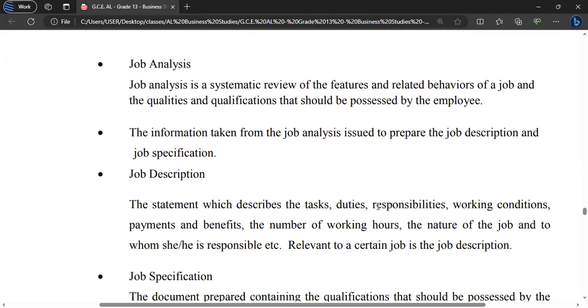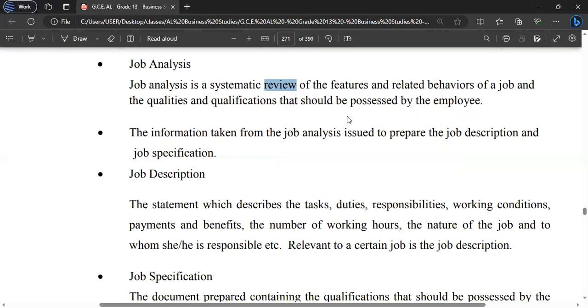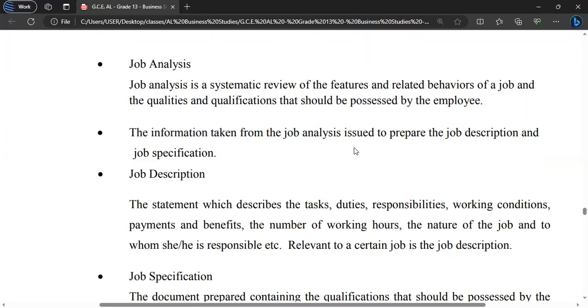Next, job analysis. So what is job analysis? Job analysis is the systematic review of the features and related behaviors of a job, and the qualities and the qualifications that should be possessed by the employee. Information taken from the job analysis is used to prepare the job description and job specification, right? So the information that you gather from the job analysis is used to prepare the job description and job specification.